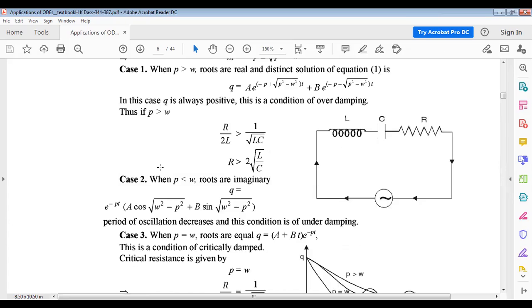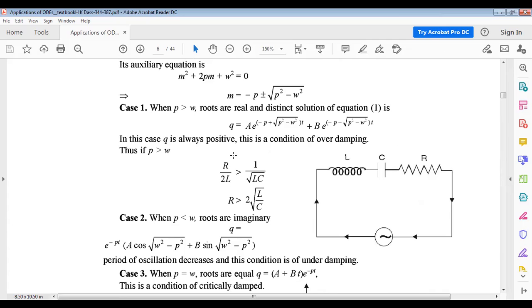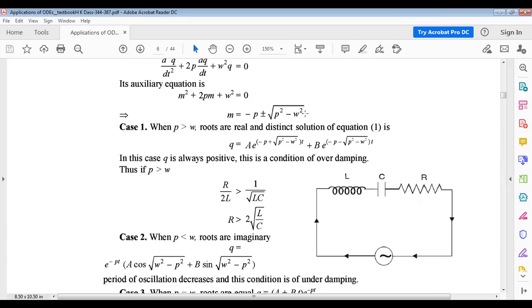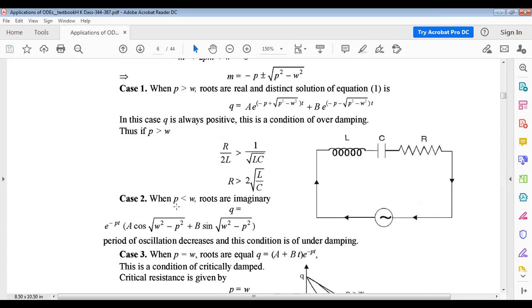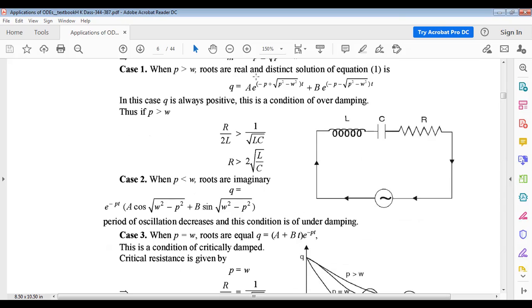Now another case, if p is less than omega, that means the discriminant is negative, like b square minus 4ac being less than 0, which here is p square minus omega square. So if p is less than omega, then the roots will be imaginary. Understand? Then in that case, the solution will be e to the power minus pt times a into cos of root over this one plus b into sine of root over this one.